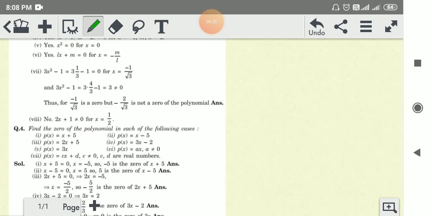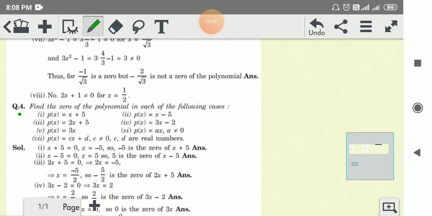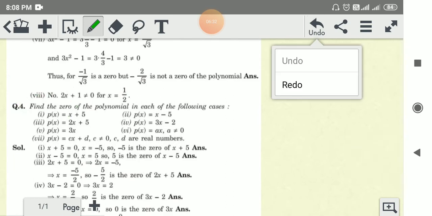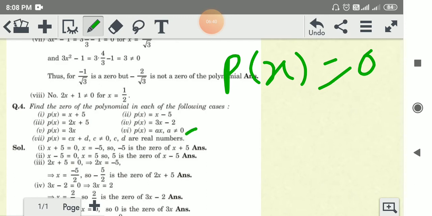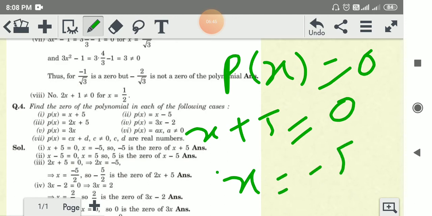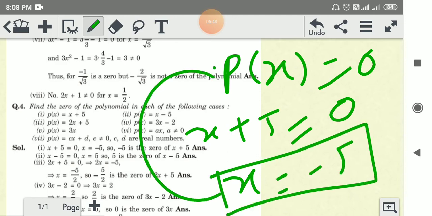Okay. Now question number 4. Find the zeros. It's a very simple question. To find zeros, we have to take p(x) equal to 0. Now p(x) is x plus 5, which becomes equal to 0, then x is equal to -5. So this is the zero of the given p(x).